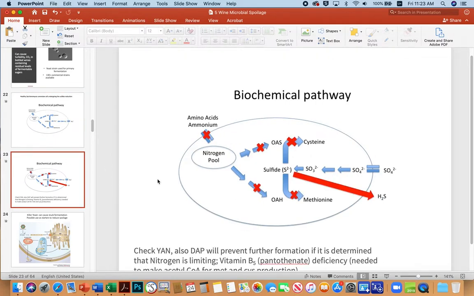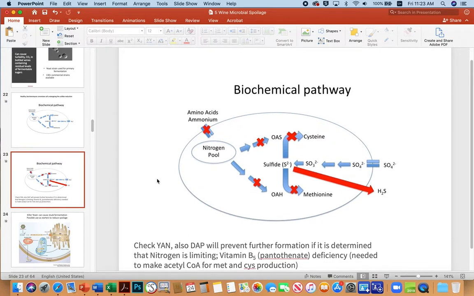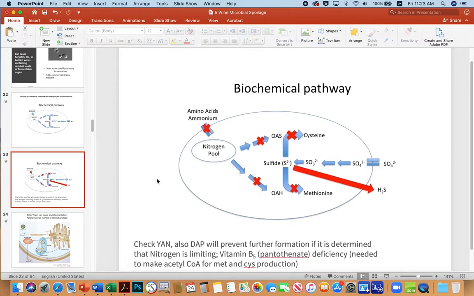But in this particular diagram, what you're seeing is the yeast being starved for amino acids or ammonium ions, and so the nitrogen pool is depleted, and this process of making O-acetylserine and O-acetylhomoserine is blocked. So as sulfate comes in and is reduced to sulfide, this sulfide is toxic, and so the cells have to get rid of it. They'll belch it back out into the medium, and that's where you get a lot of the rotten egg or foul-smelling side aromas from sulfur and amino acid metabolism gone wrong.